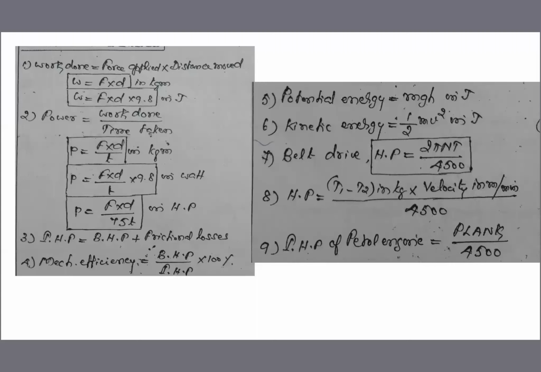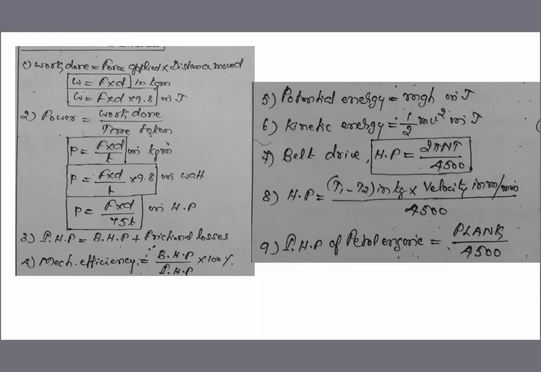So if you have F into D by T, that is our power formula. If it is divided by 75, it becomes HP. So power has two units. If you want it in watts, multiply with 9.8. If you want it in HP, divide by 75. So no confusion: always put force value in kg, distance value in meter, and the time in second.